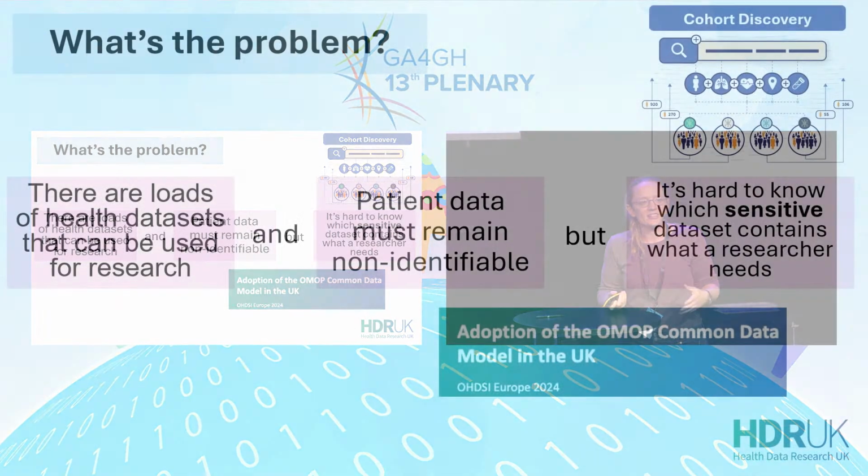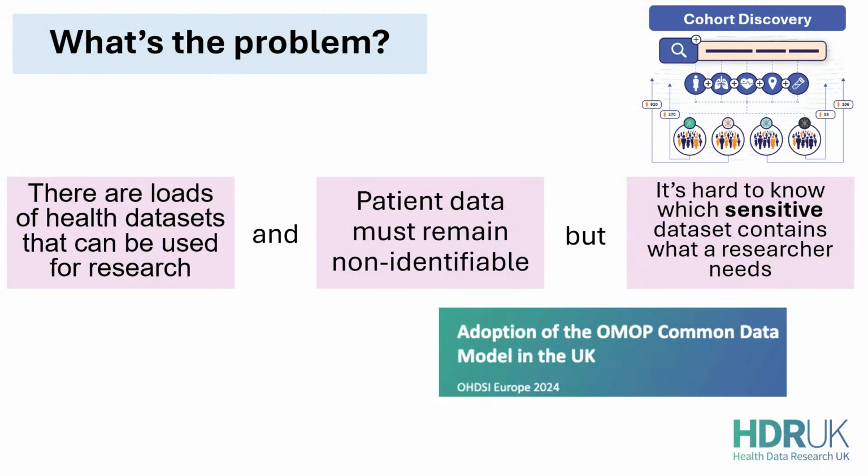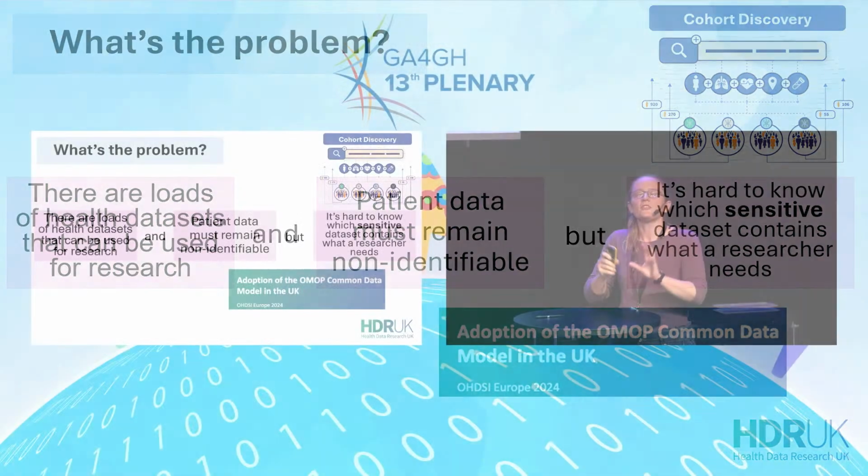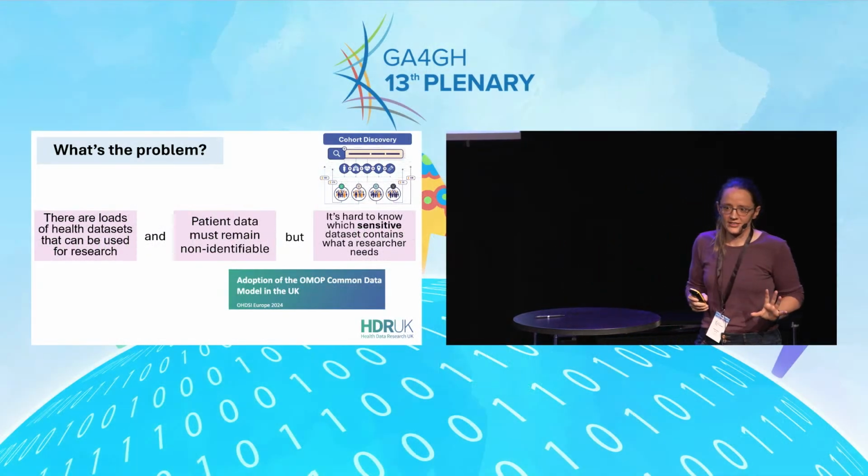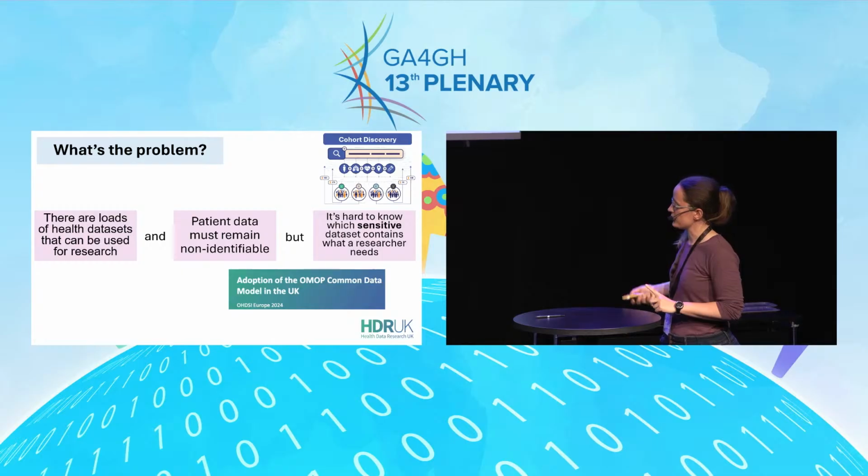But finally, we also know that it's hard from a researcher perspective. If you can't actually look into the data set, it's really hard to know if it will actually give you the information that you need. So this is where stuff like the OMOP Common Data Model comes in, where you have a standardized ontology for describing what's in a data set. And for those wonderful data custodians that have OMOP'd their data, we have a cohort discovery tool.